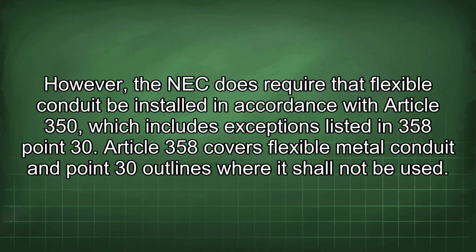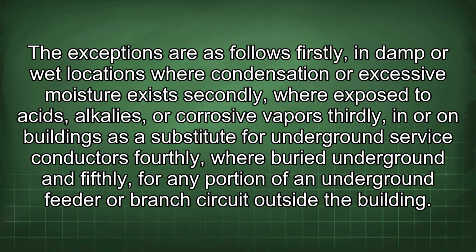However, the NEC does require that flexible conduit be installed in accordance with Article 350, which includes exceptions listed in 358.30. Article 358 covers flexible metal conduit, and point 30 outlines where it shall not be used. The exceptions are as follows. Firstly, in damp or wet locations where condensation or excessive moisture exists. Secondly, where exposed to acids, alkalis, or corrosive vapors. Thirdly, in or on buildings as a substitute for underground service conductors. Fourthly, where buried underground. And fifthly, for any portion of an underground feeder or branch circuit outside the building.